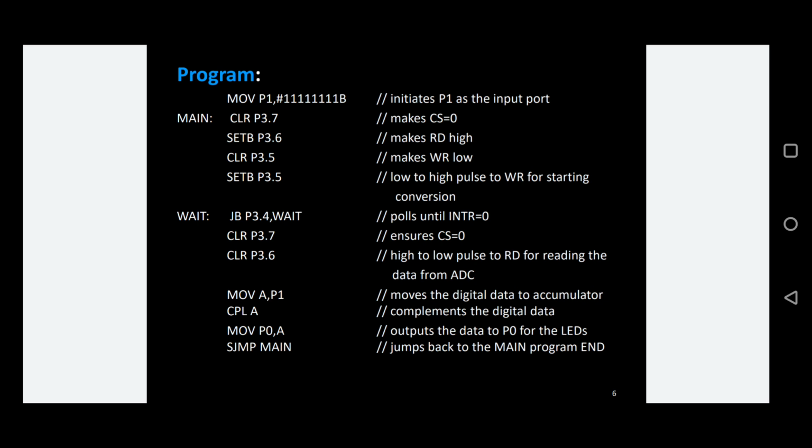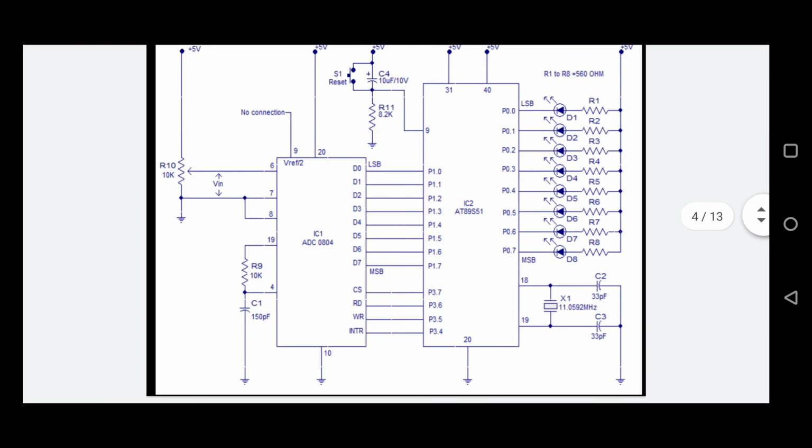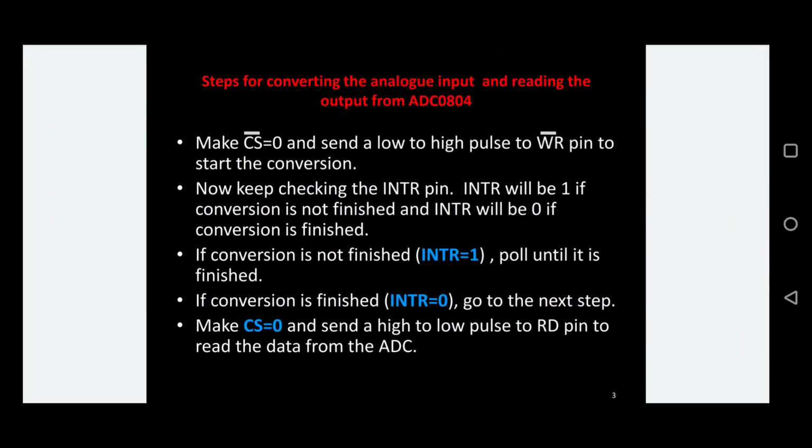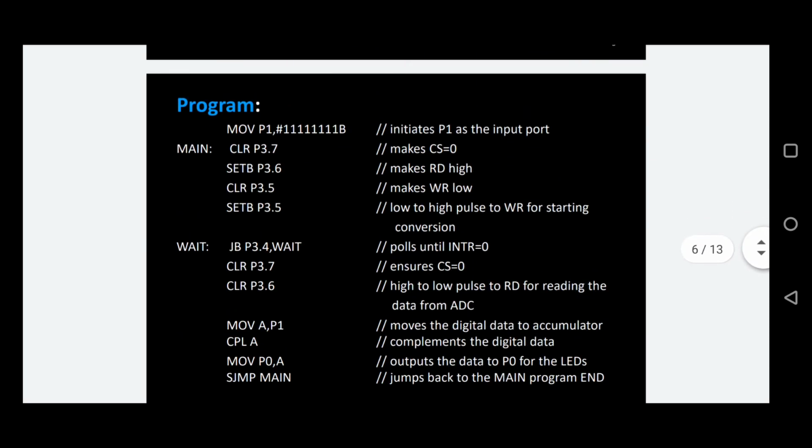Okay, and first again, CLR stands for clear, CLR P3.7. Here we make sure CS equals 0, because, just see the block diagram, the port 3.7 pin is connected to the chip select. So what is the algorithm? First step, we have to make CS equal to 0 and send a low to high pulse to the write pin. So that's why we are putting CLR P3.7 here. Clear is nothing but 0, we clear the previous value. Clear is 0 and set is 1, right? So don't forget guys, clear is 0 and set is 1. 0 is low and high is 1, right?